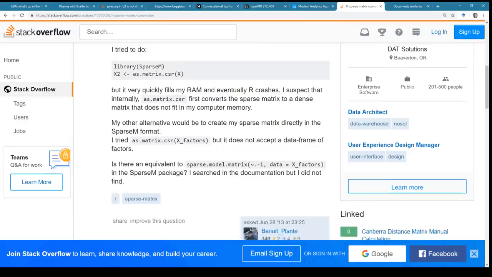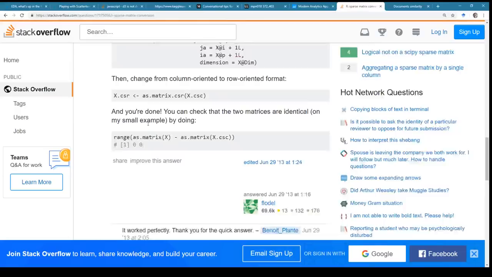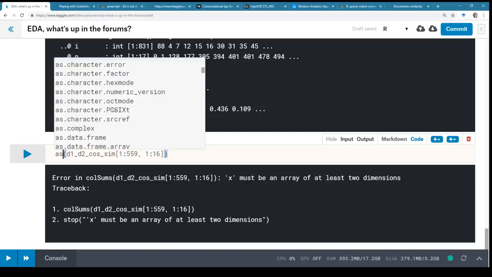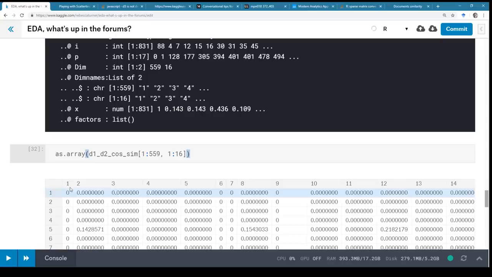Sparse M package. Let's try actually maybe as... What if we cast it to an array? See if that works. Yeah, that works.